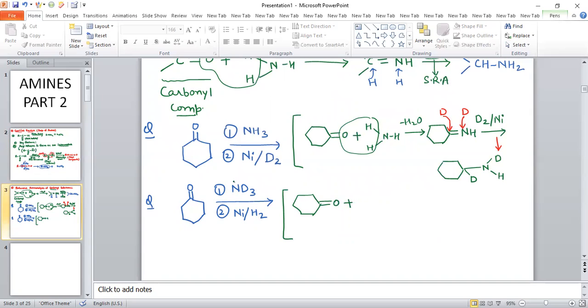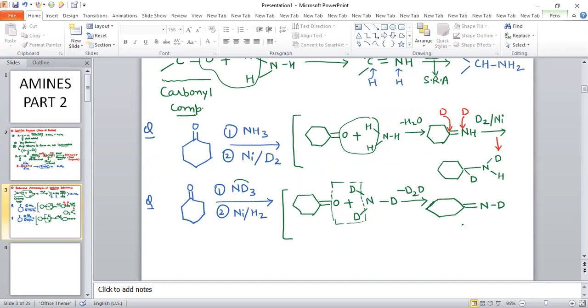Now the compound is ND3. So on nitrogen there is D3 in place of hydrogen. So now what happens? In the first step there is removal of D2O, like water. After removal of D2O, it will form C double bond ND. This is obtained.